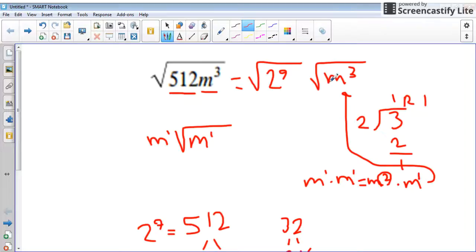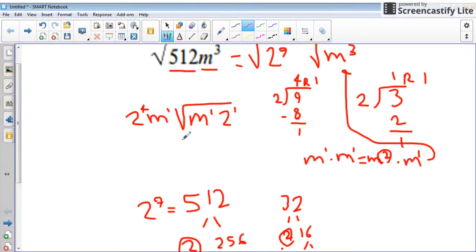The way you do that, just like we did this, we divide 9 by 2, we half it, which by the way is 4. So I'm going to get 2 to the 4th on the outside. And because it's an odd number, I'm going to be left with a remainder of 1. I have 1 left over, and that 1 goes with our number on the inside. So this is what we end up with.